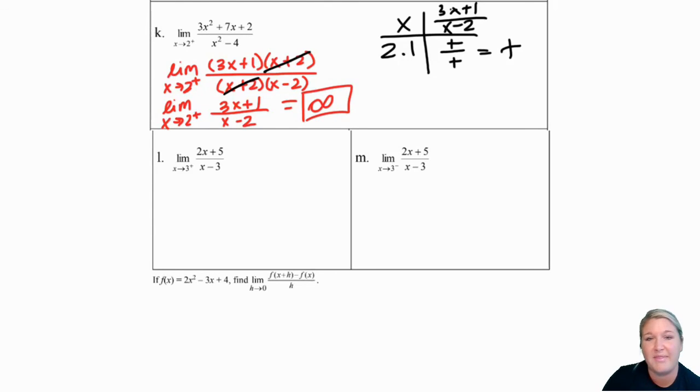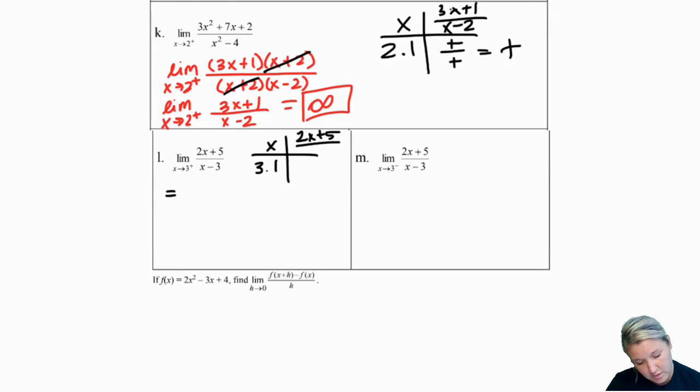So I don't know if you remember that. That was actually from the last lesson that we looked at just recently. So that's what we're going to look at here as well. So there's nothing I can do to start factoring. So I'm just going to basically look at the table. Okay, I'm going to pick a value. So my x is like 3.1 of 2x plus 5 over x minus 3.